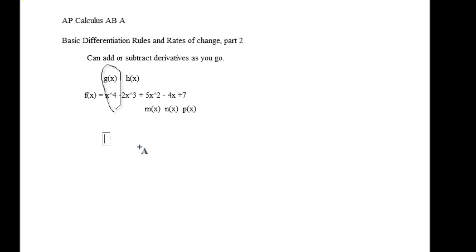This would become, okay, so f prime of x is going to be equal to 4x cubed. Alright, the next one is going to be the h of x, which is going to be the negative 6x squared. The next one is m of x, so this is going to become plus 10x to the first. Okay, and I'm not going to write 10 to the first. The next one is n of x, which is just going to be minus 4. And then the next one is a constant, so that turns into 0.